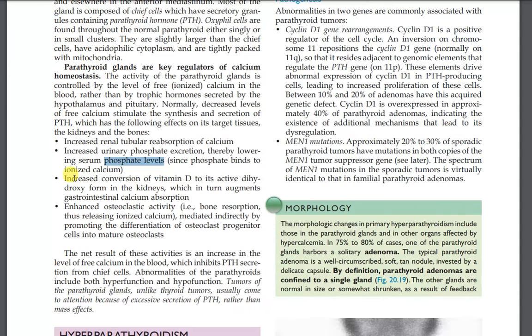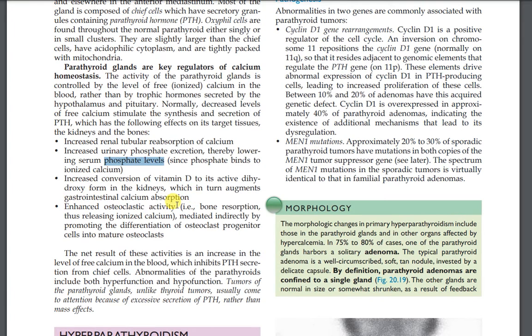Then there is increased conversion of vitamin D to its active dihydroxy form in the kidneys, which in turn augments gastrointestinal calcium absorption. So by this conversion of vitamin D, we activate enzymes, and it leads to increased calcium absorption from the digestive tract, from our small intestine first of all.